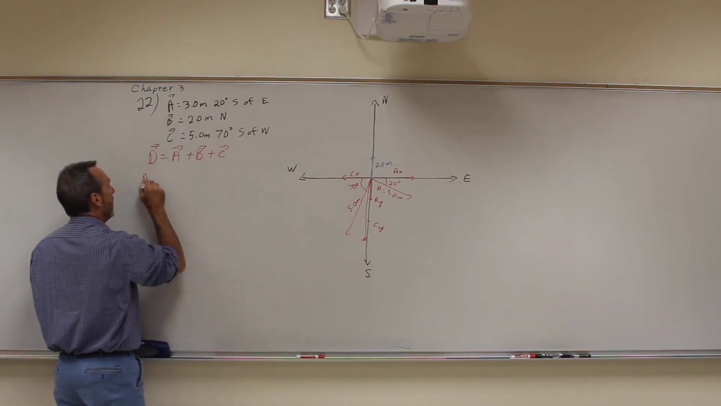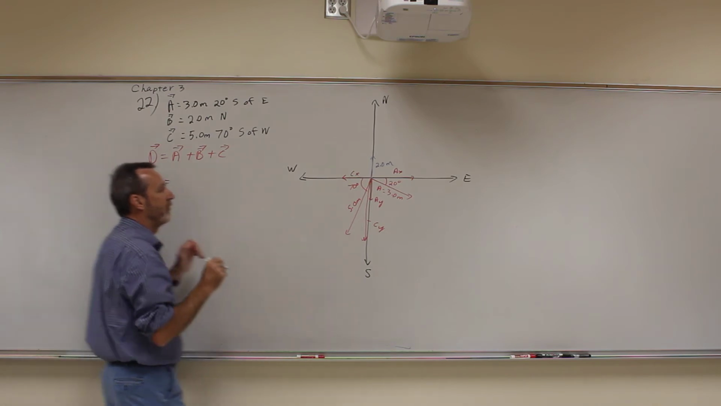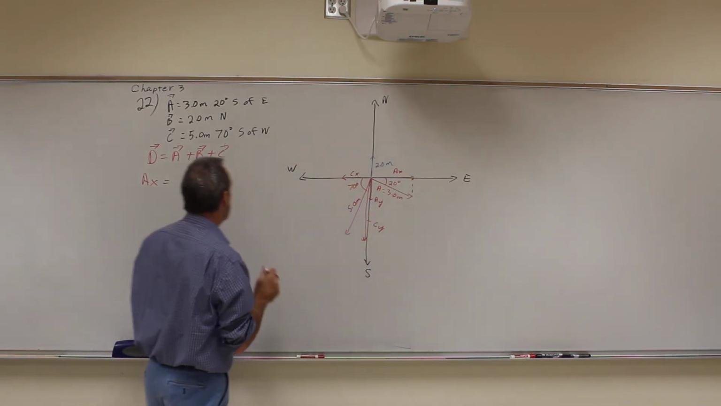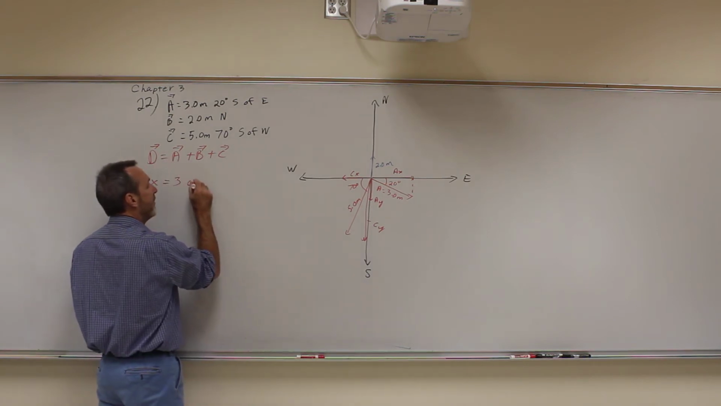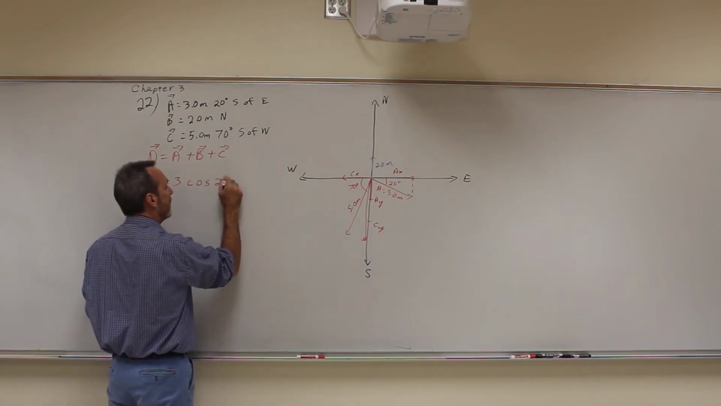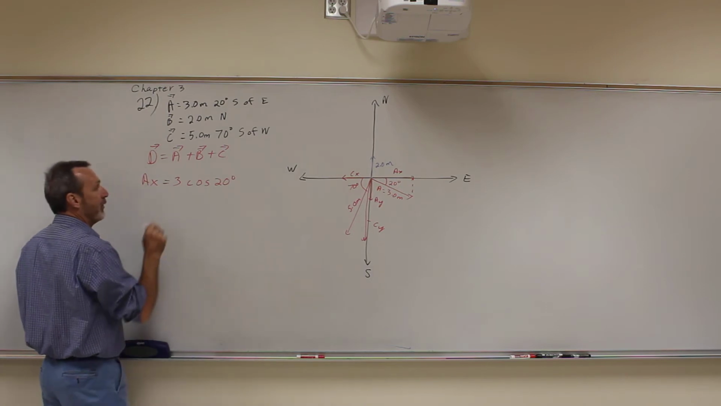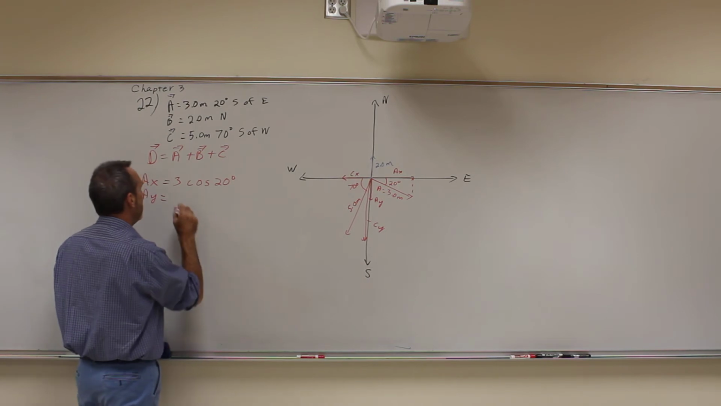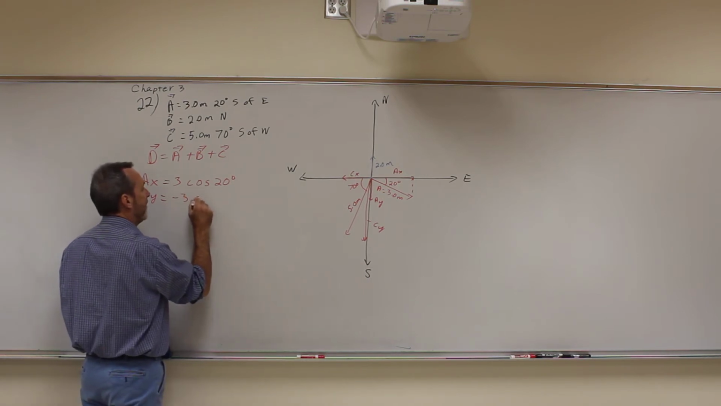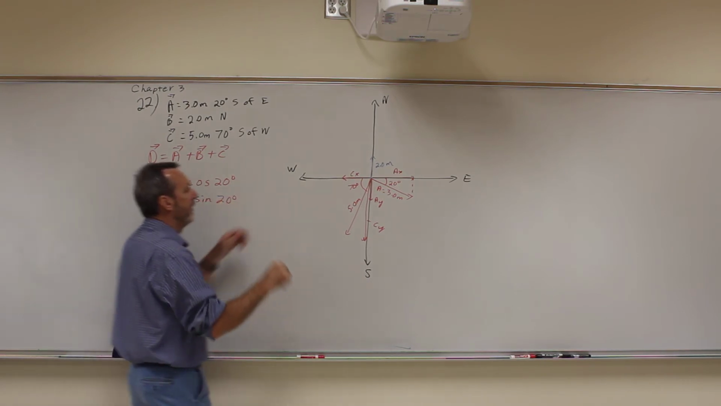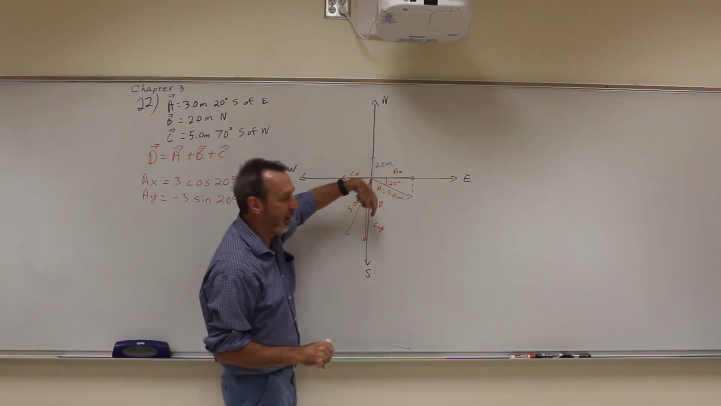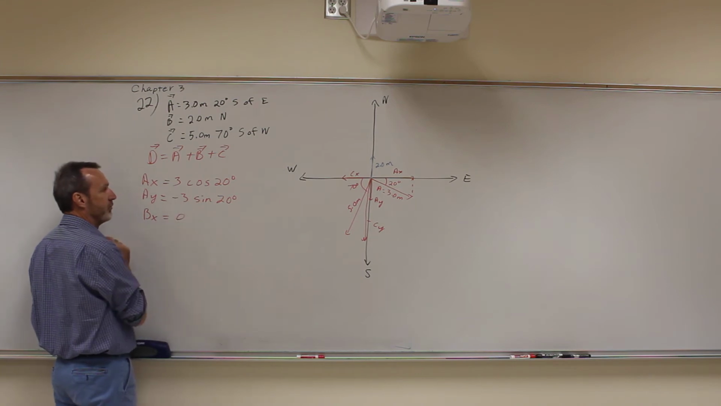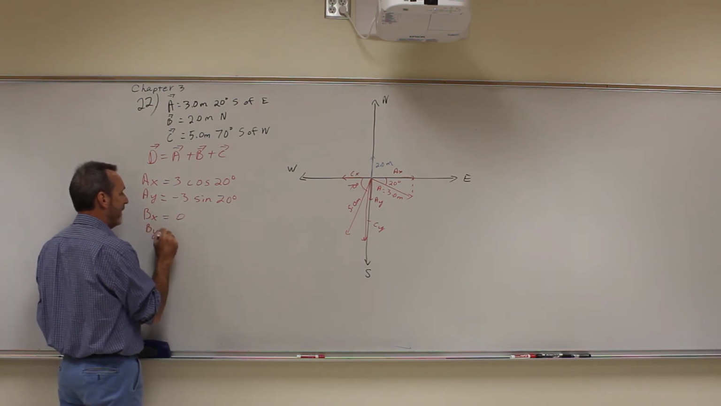So we're going to say that Ax is going to be equal to, so we look over here and we say, oh, here's our 20 degrees, that's the adjacent side. So this is going to be 3 times the cosine of 20 degrees. And notice it's positive. Ay is going to be negative 3 sine of 20 degrees. Why is it negative? Because the y component is going down. Bx is equal to 0. By is equal to 2.